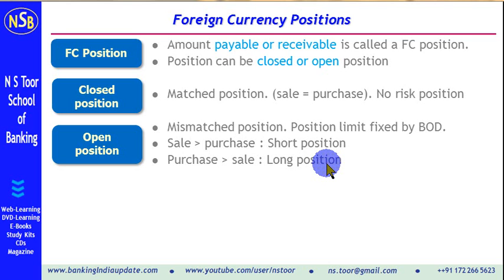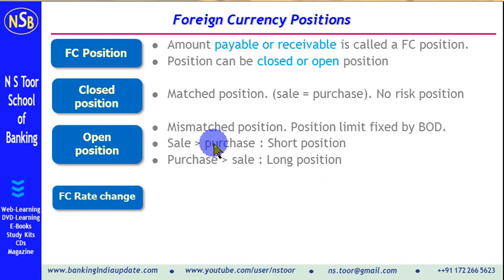Now, how to correct these positions? So there comes the question of change in foreign currency rates. If we have open position, mismatched position, and there is change in the foreign currency rates. When sale is more than purchase, then it is a short position. So how do we correct the short position? Short position will be corrected by purchase. And how do we correct the long position? Long position is corrected by making sale.